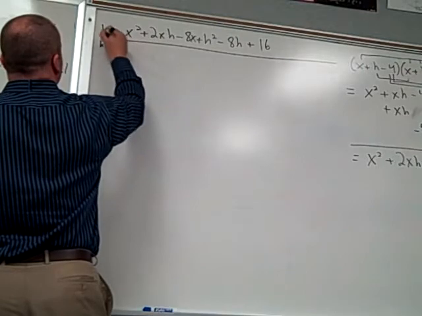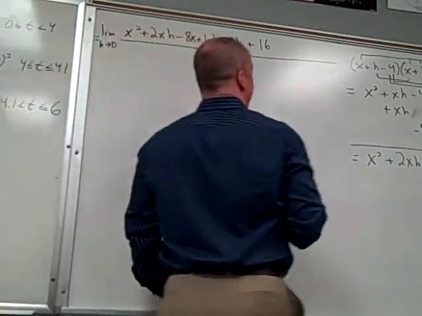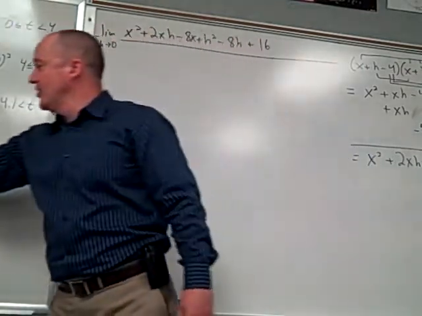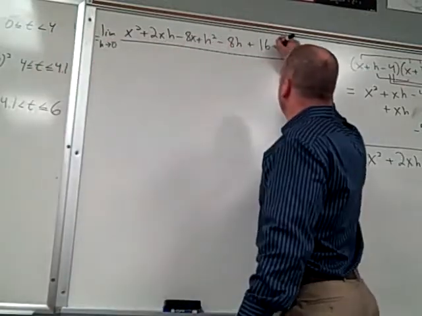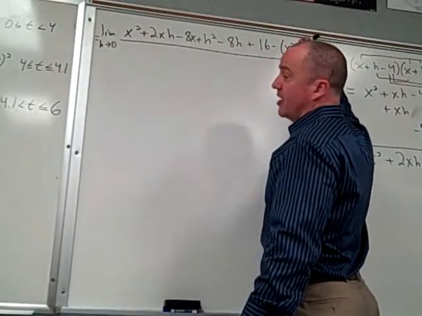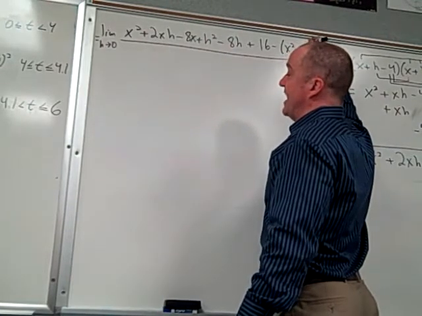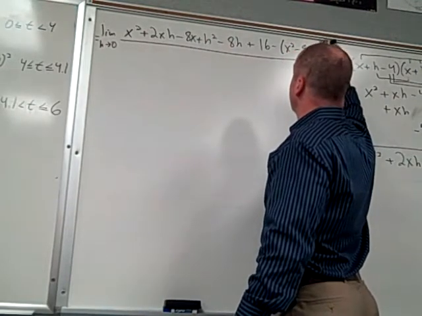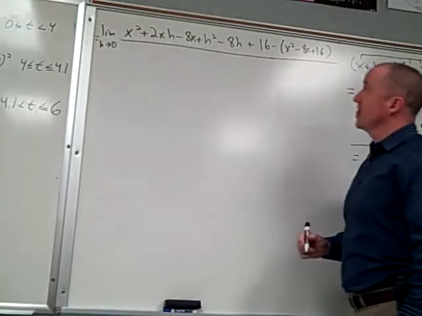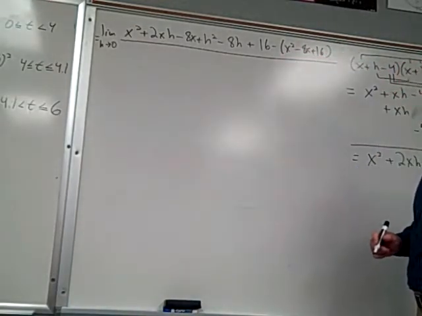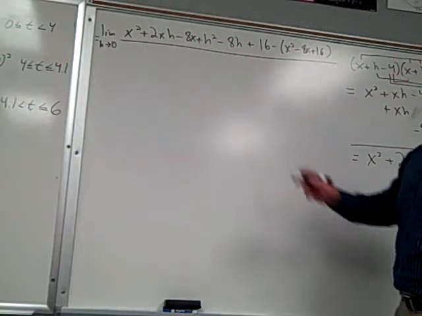Now, when I FOIL this one, x minus 4 squared, that's going to be x squared minus 4x minus 4x plus 16, so minus 8x plus 16, correct? You forgot about the limit thingy.